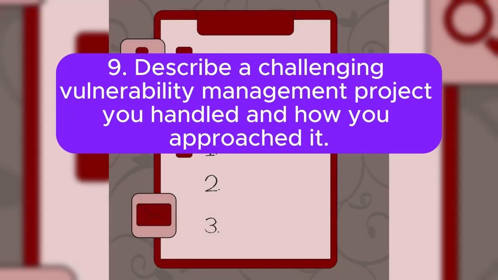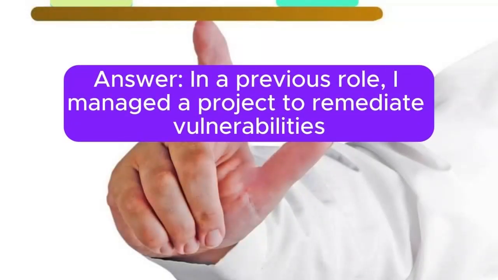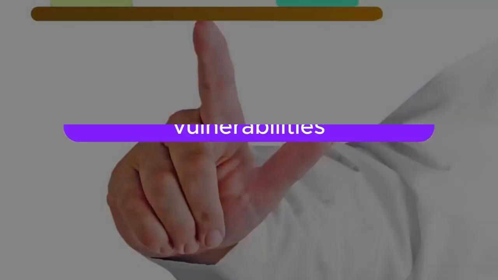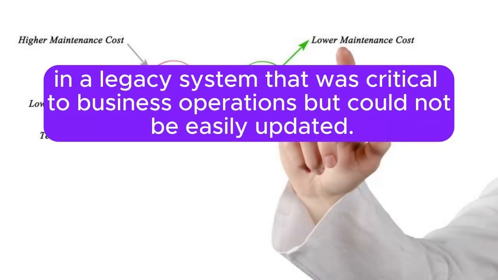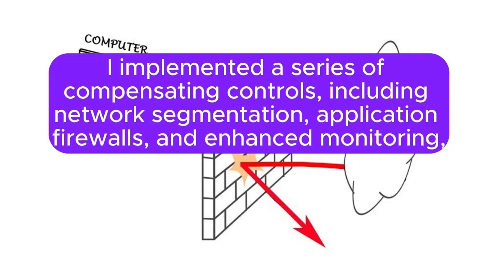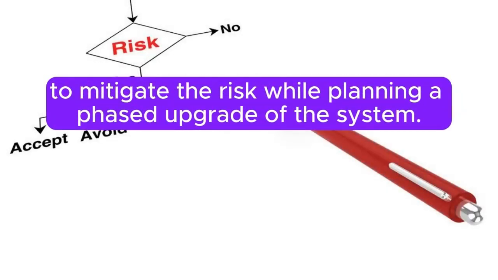9. Describe a challenging vulnerability management project you handled and how you approached it. Answer: In a previous role, I managed a project to remediate vulnerabilities in a legacy system that was critical to business operations but could not be easily updated. I implemented a series of compensating controls, including network segmentation, application firewalls, and enhanced monitoring, to mitigate the risk while planning a phased upgrade of the system.